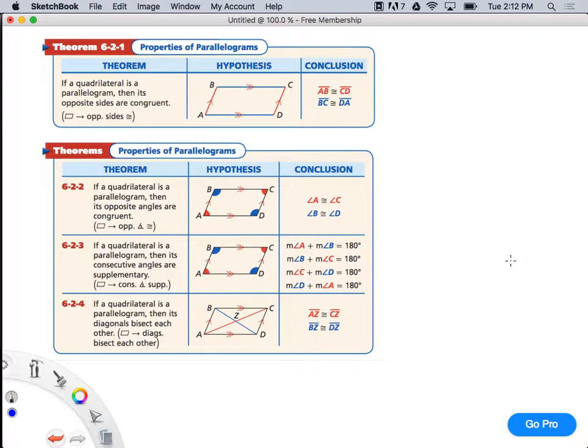This first one here, read that over. If a quadrilateral is a parallelogram, then its opposite sides are congruent. So you see this side AB and this side CD are opposite, right? So if they're opposite, that means they're congruent. So I'm just going to go ahead and write next to it, opposite sides are congruent. That means if this side is 4, then this side is 4. Does that make sense? And if this side is 7, then this side is 7. Does that make sense to you guys?